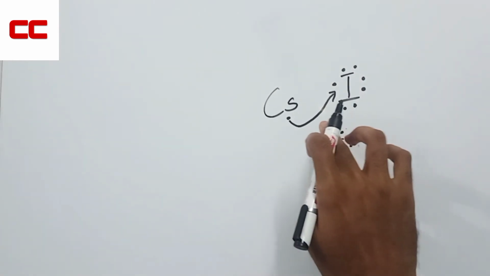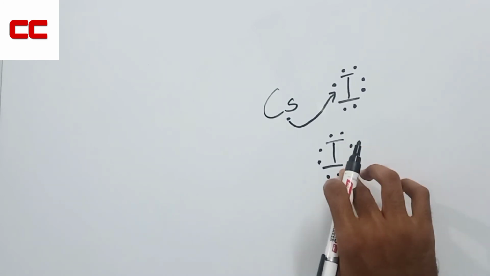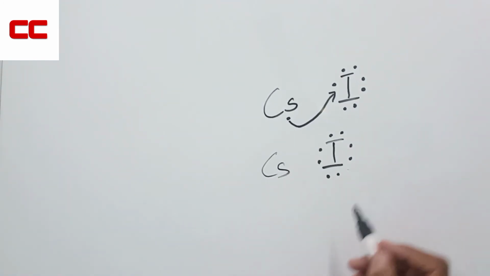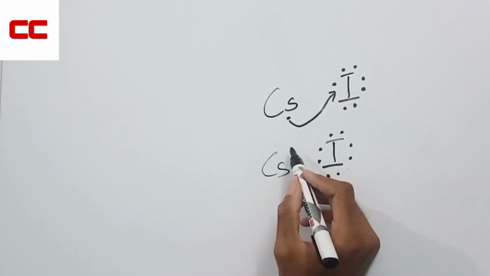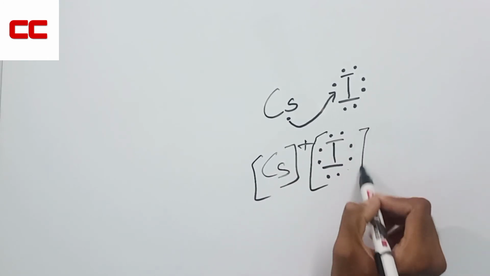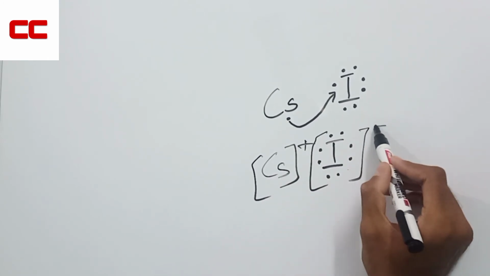Let me erase this. These are not some separate electrons. Totally it only will be there. That is octet. But now cesium lost everything. It does not even have that one electron which it used to have earlier. So cesium attains a plus charge, and iodine, since it has taken from cesium, attains a minus charge.